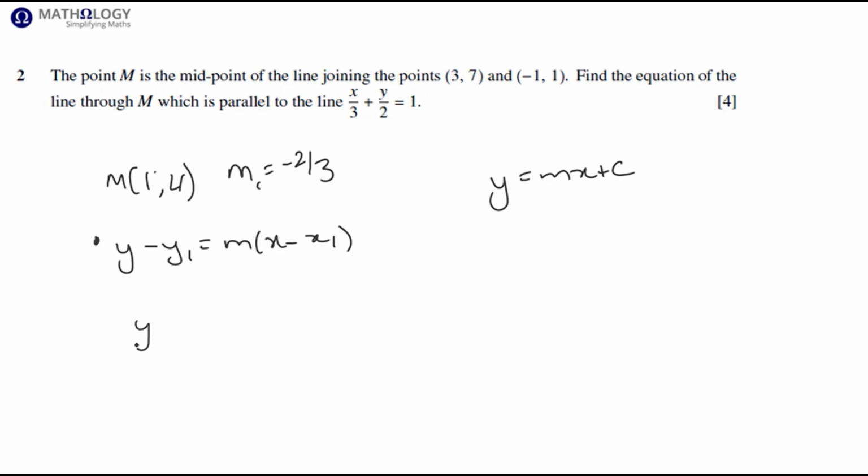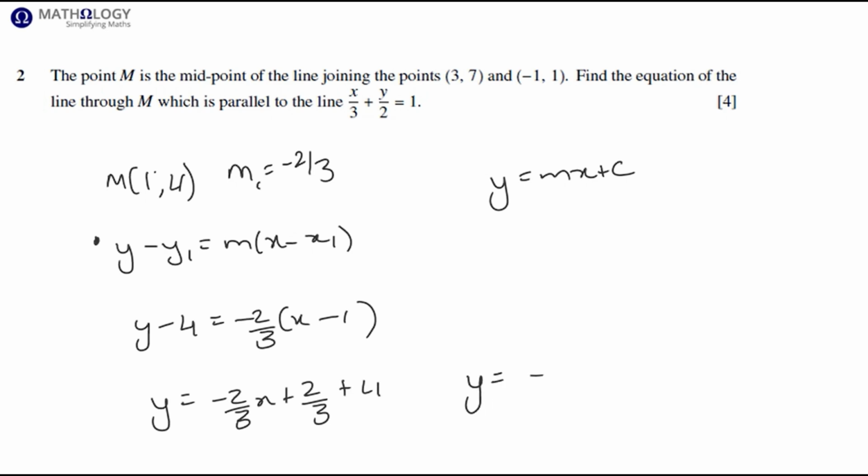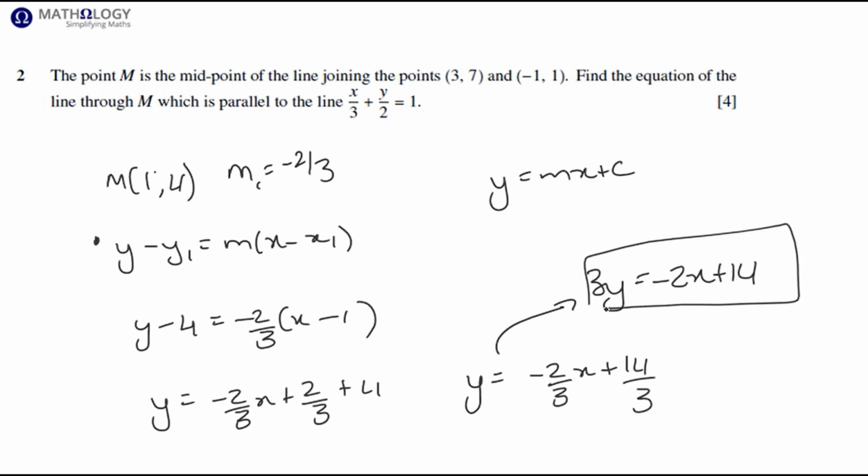So y minus 4 equals minus 2/3 times x minus 1. y equals minus 2/3 x plus 2/3 plus 4. So y equals minus 2/3 x plus 14 over 3, which you can also express as 3y equals minus 2x plus 14. There just might be a neater way to express the equation of the line.